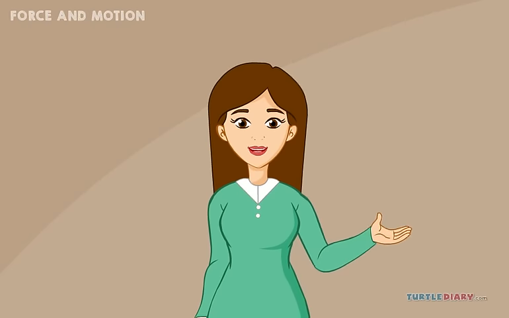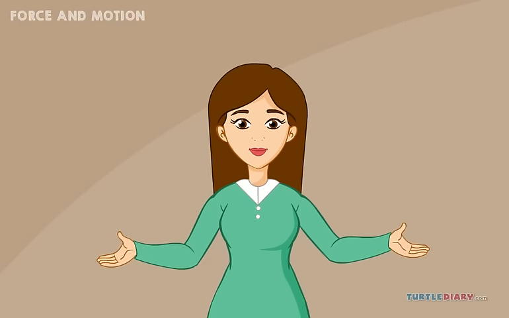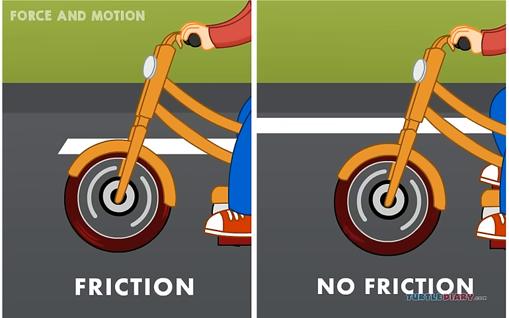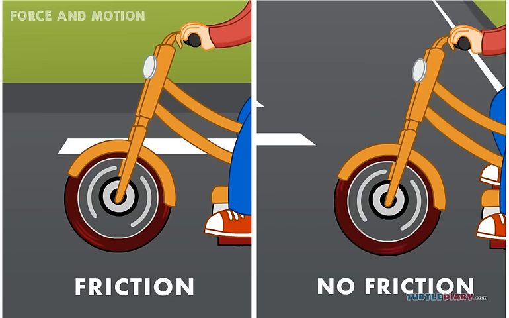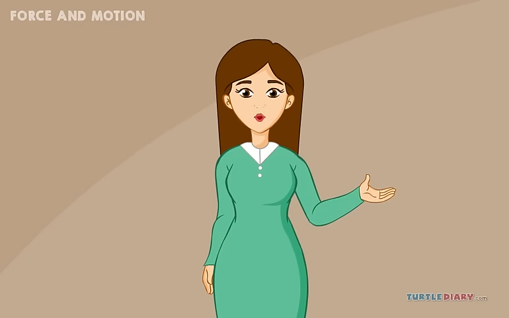But if there were no friction and no other force stopping it, your bike would just keep rolling on forever. Now let's summarize what we have learned.